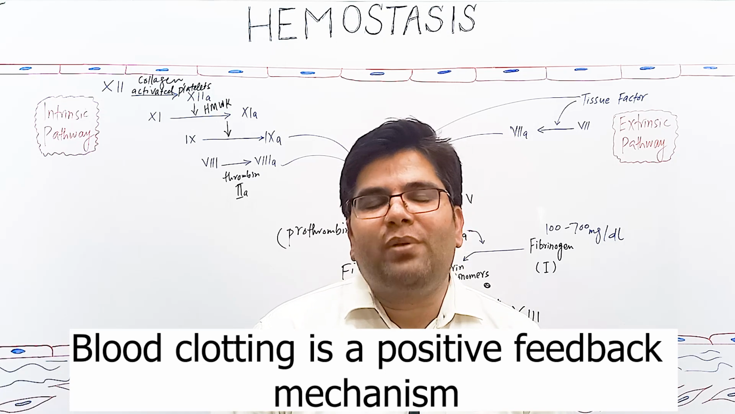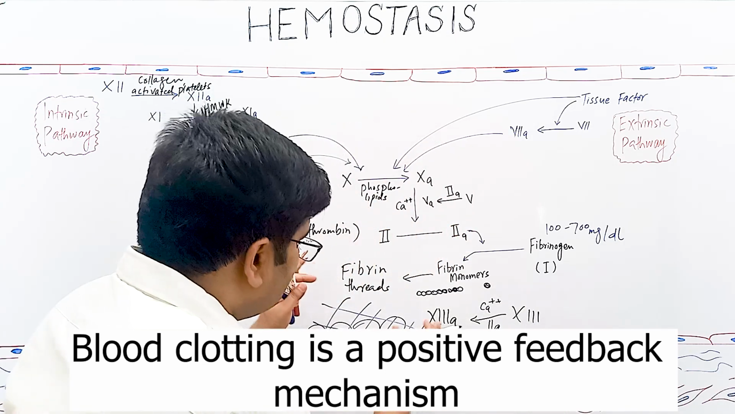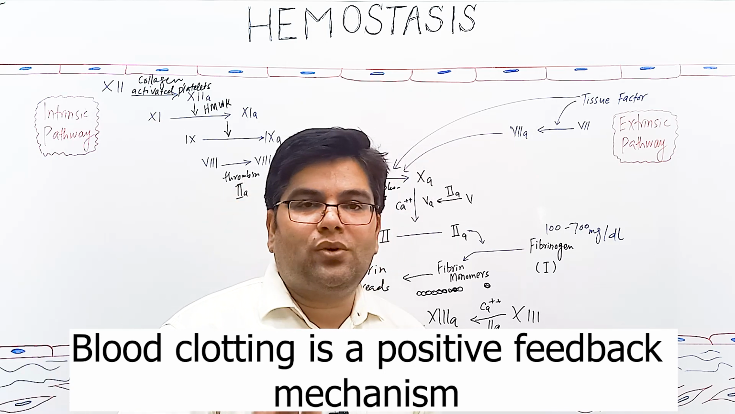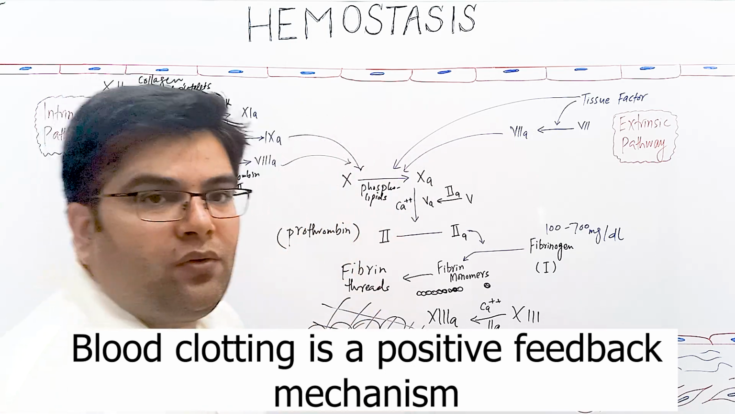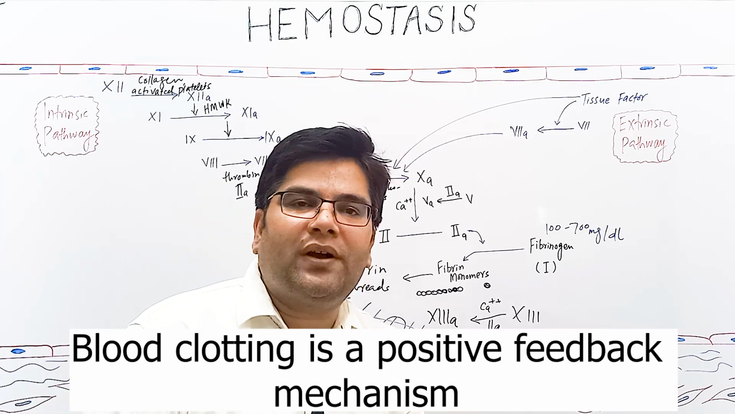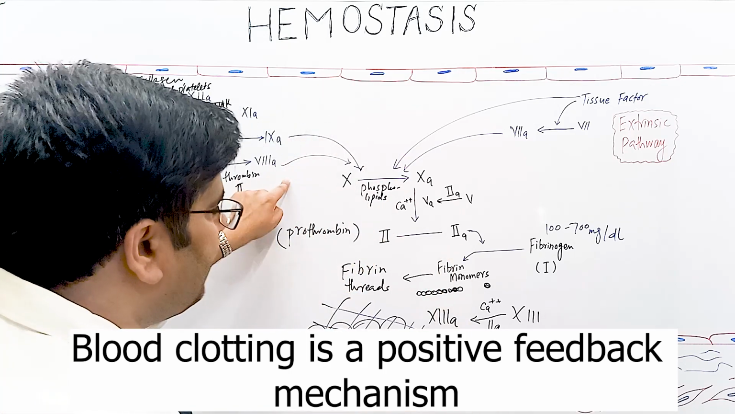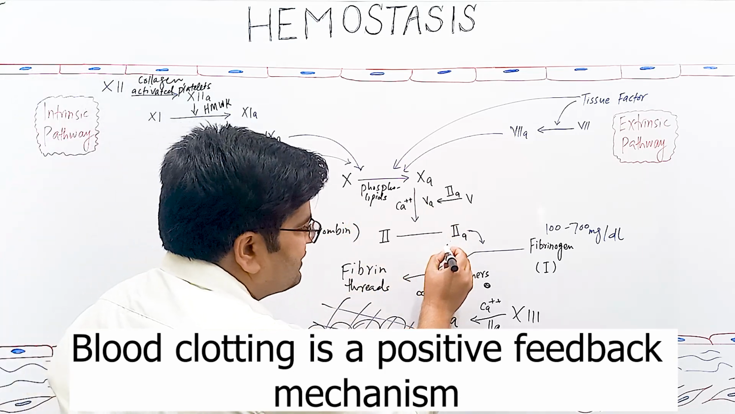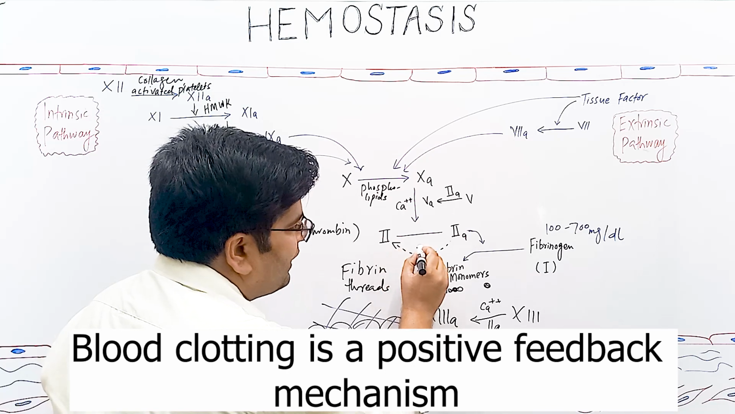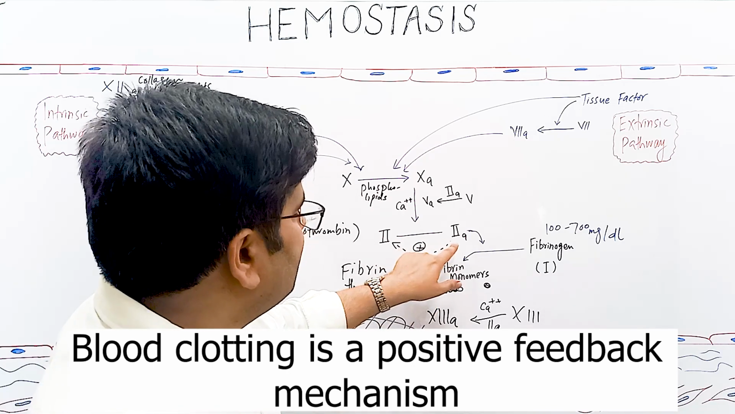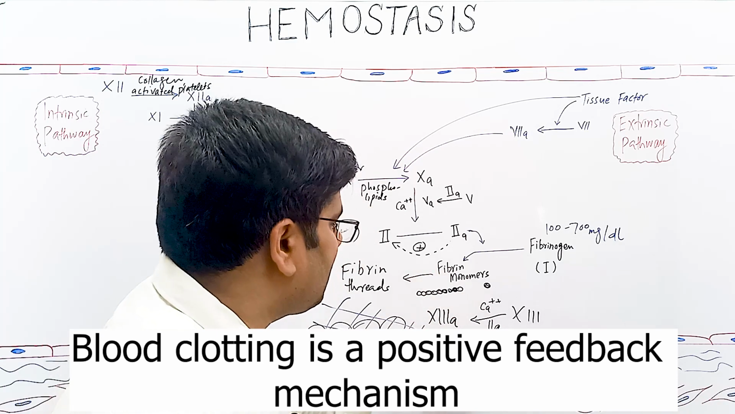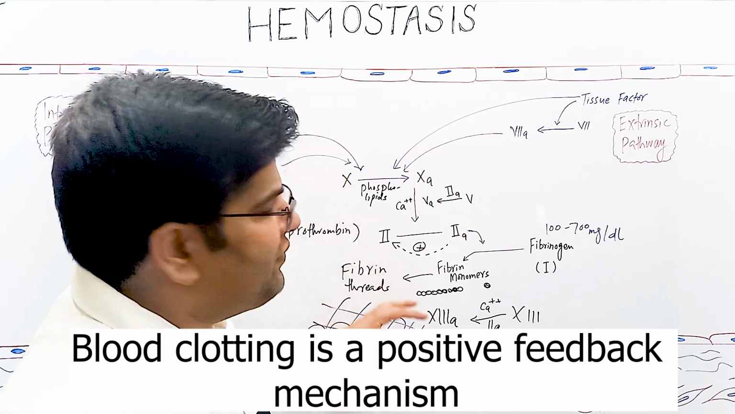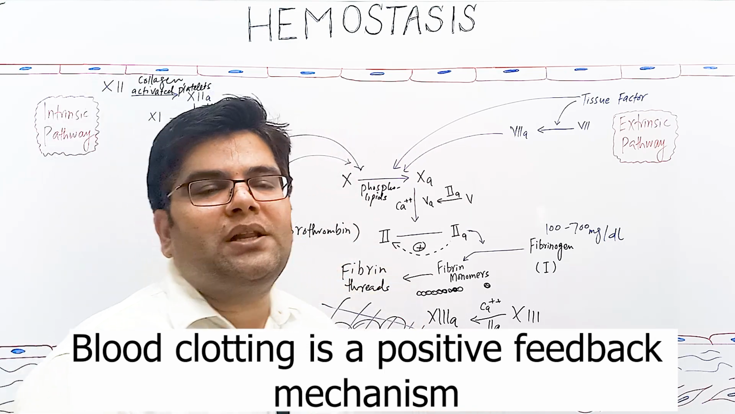Just like the platelet plug formation is a positive feedback mechanism, this blood clot formation is also a positive feedback mechanism. And thrombin especially plays its role in many of these steps. For example, thrombin, which is activated clotting factor number 2, activates clotting factor number 8. It also activates clotting factor number 5, and it also activates itself, which means it has an autocatalytic effect. And thrombin also activates clotting factor number 13 and many other clotting factors. So this is a positive feedback mechanism, and it will continue until the bleeding stops.